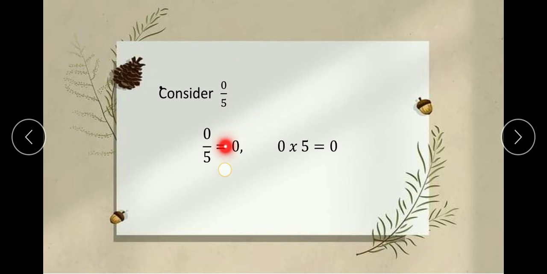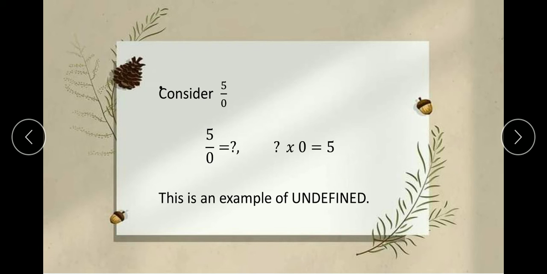Consider 0 over 5. 0 over 5 is equal to 0 because 0 times 5 is equal to 0. Consider 5 over 0. 5 over 0 is question mark because you cannot find any value such that if you multiply that value by 0, the product is 5. This is an example of undefined, meaning this is not clear, this is not defined. So if your denominator is 0 and your numerator is any real number not 0, then automatically that is undefined.